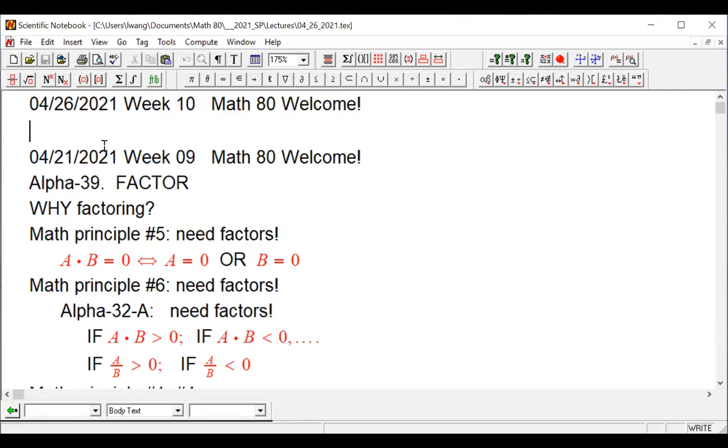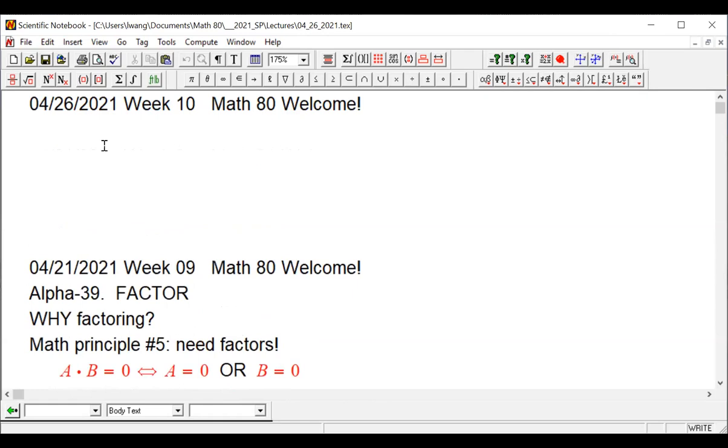All right, guys. So today we're going to continue the topic of factoring. We're going to pick up from what we did last time at Alpha 39 about factoring. Okay, Alpha 39. Okay, factoring completely.